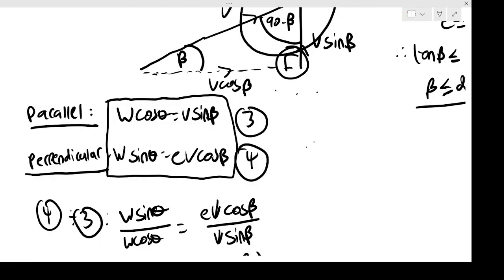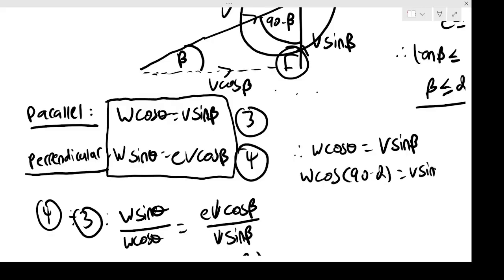Rather than squaring them, what equation do I pick to substitute theta into? Well, I can't use the perpendicular one because it has an e in. That's not going to help. I want to avoid the e if I can. So I'm going to pick the parallel one: w cos theta is again v sine beta. But we also know that theta is 90 minus alpha. So if I sub that in, that's again v sine beta.